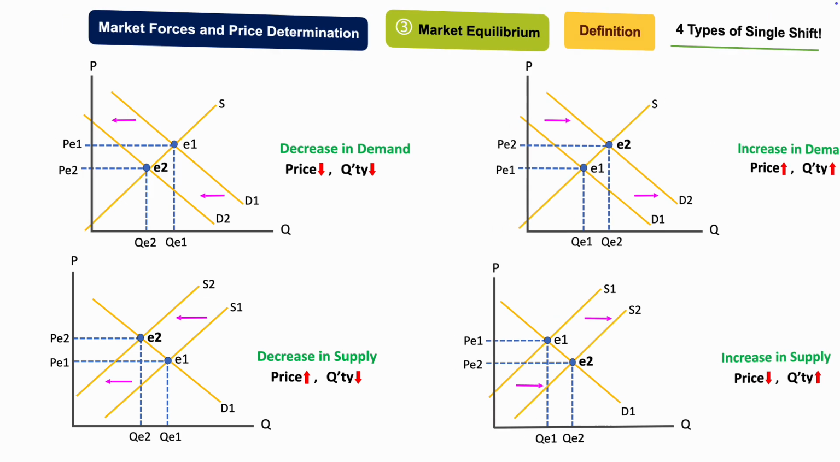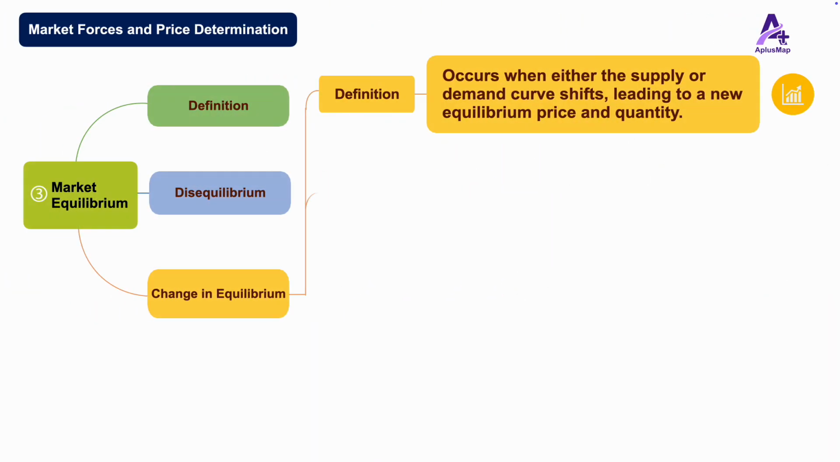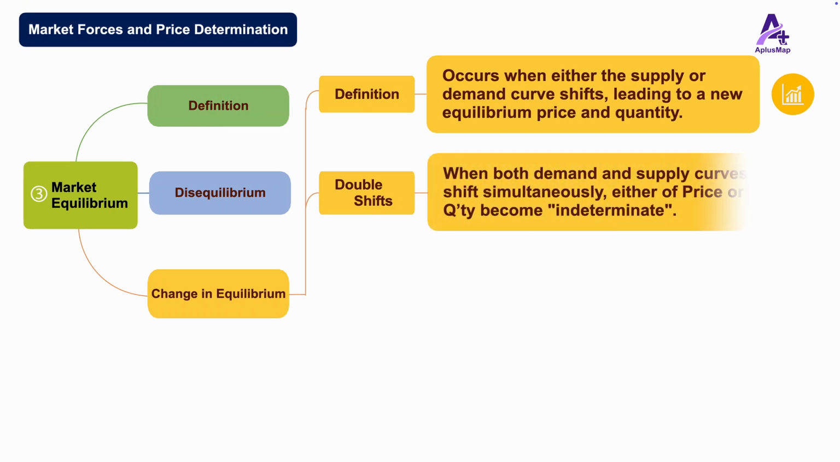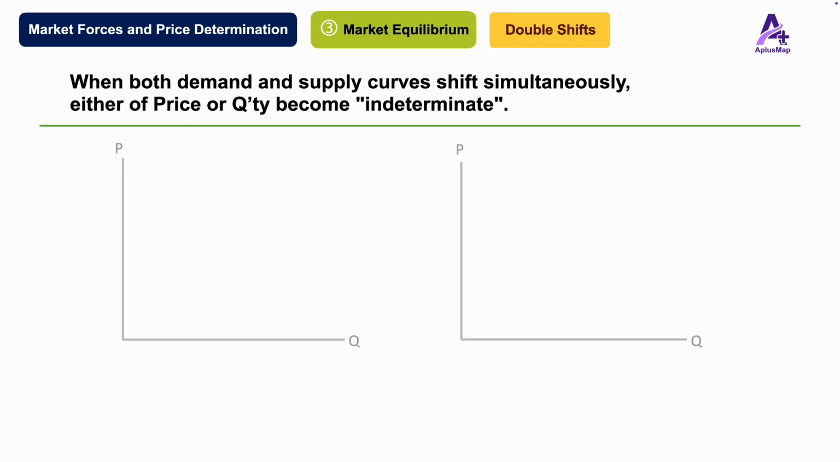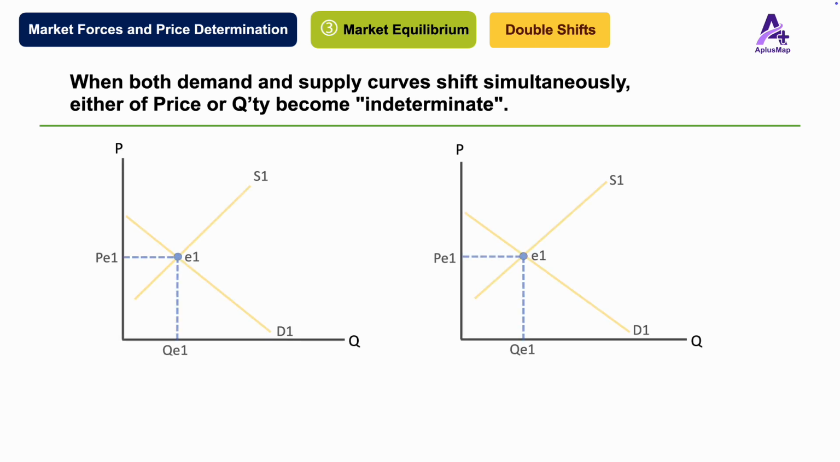Phew, okay. Those single shifts make sense if you visualize them. But now, the tricky part, what if both curves shift at the same time? Yes, the double shifts. This is where things can get ambiguous or, as economists say, indeterminate. And yeah, this is a favorite for testing deeper understanding. Indeterminate meaning, you can't be sure what happens to either the price or the quantity.